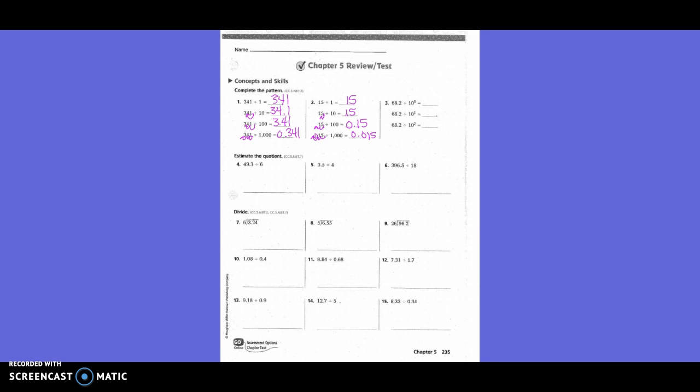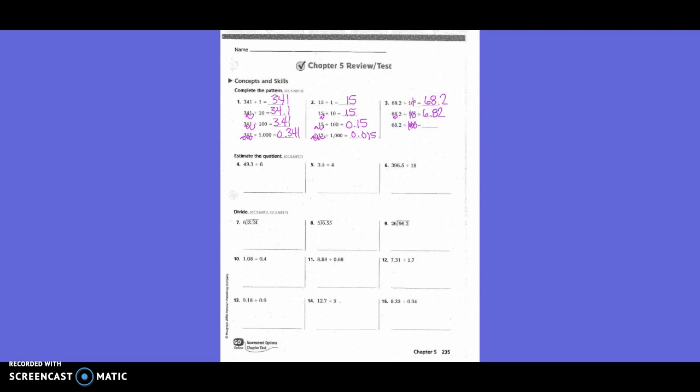power is 1, 10 to the first power is 10, and 10 to the second power is 100. So my answer for number 3 for the first one is 68 and 2 tenths. The next one is 68 and 2 tenths divided by 10. So I loop to the left 1. So my answer is 6 and 82 hundredths.